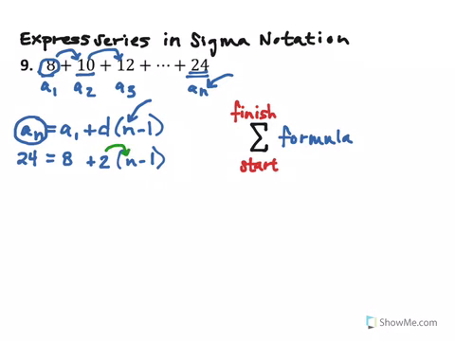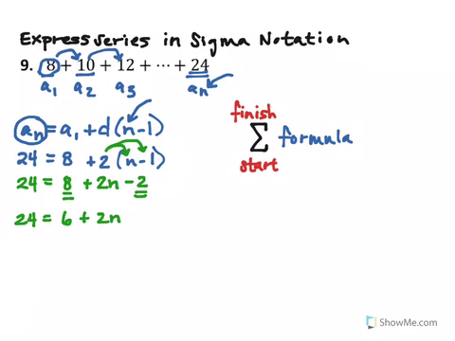Let's go ahead and distribute this in, giving us 24 is equal to 8 plus 2 times n, which is 2n, and 2 times negative 1, which is negative 2. And now I can combine like terms on this side to simplify the right-hand side. 24 is equal to 6 plus 2n.